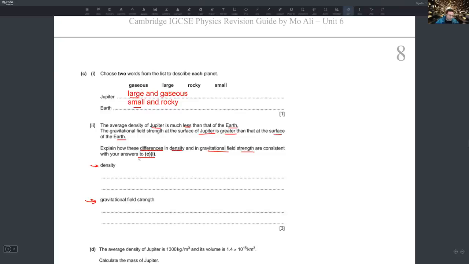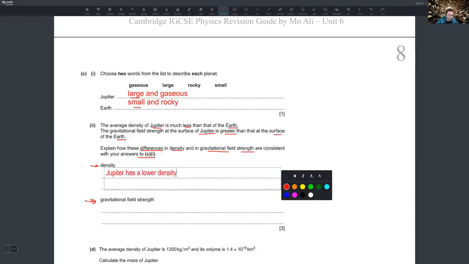But clearly, if I'm using large and small for the field strength, because I mentioned the mass, then gaseous and rocky are for what? Are for density, right? Okay? So what will we say? Jupiter has a lower density because it is mostly gas. Okay? It is mostly gas.